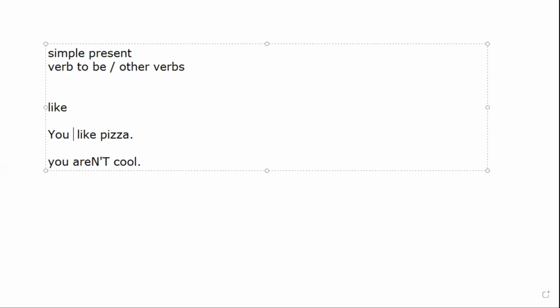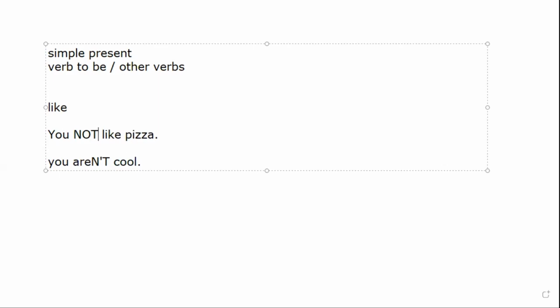But when I have the other verbs, the not goes before the verb. O not vai antes do verbo. No verbo to be vai depois. No verbo aí como esse, o like, o go, o have, o study, o sleep, o wake up, todos os outros verbos ele vai antes. É a regra do inglês.